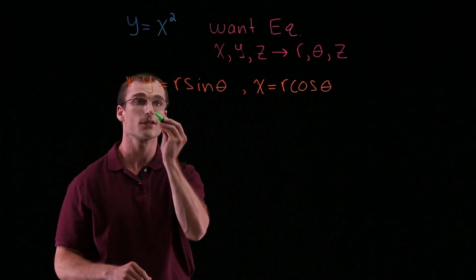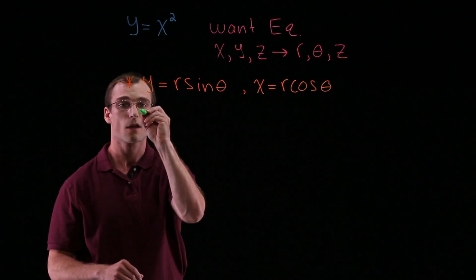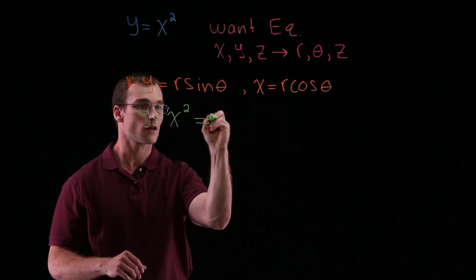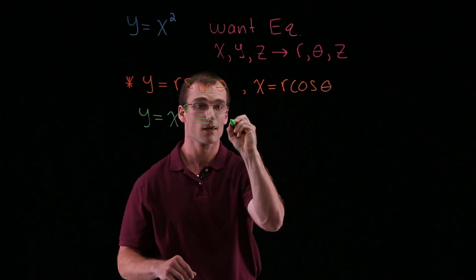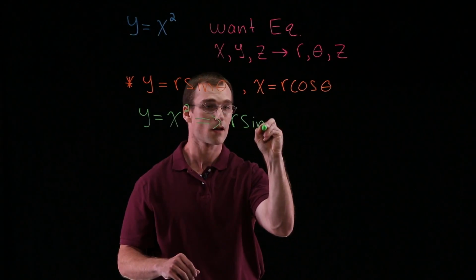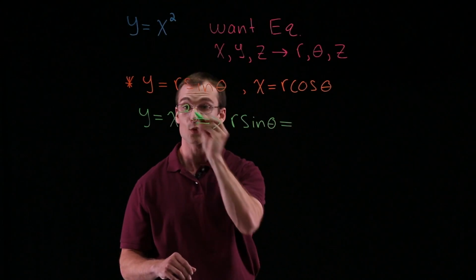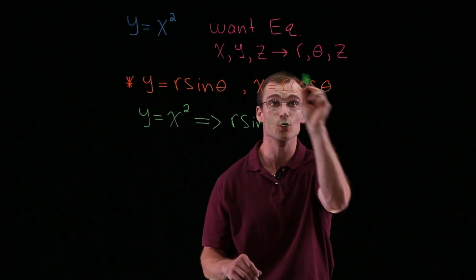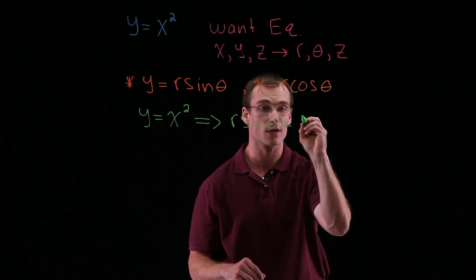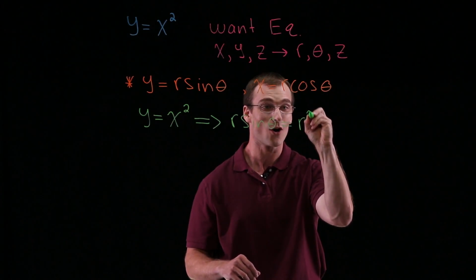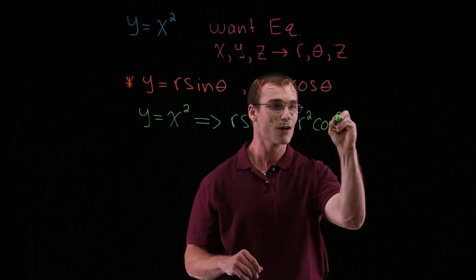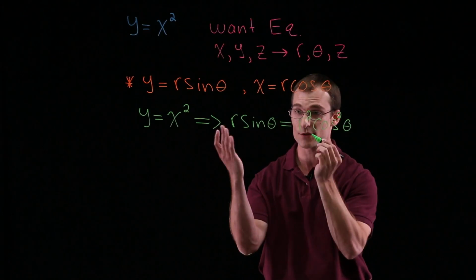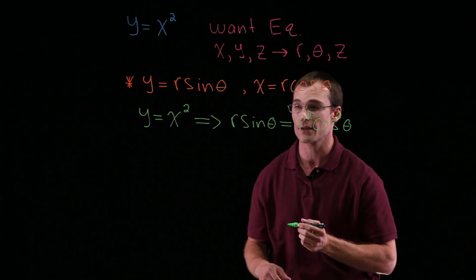So y, the left-hand side, is going to be equal to r sine theta. Let's bring the equation down here. Our left-hand side, y, is r sine theta, and that's equal to x squared, but x is r cosine theta. So squaring x means we square the r cosine theta, giving us r squared cosine squared theta. Okay, now technically we're done. We have an equation in terms of r's and thetas, again no z's, but that's all right.